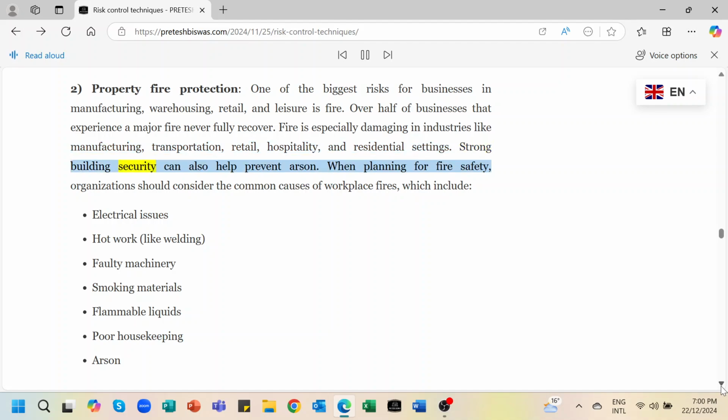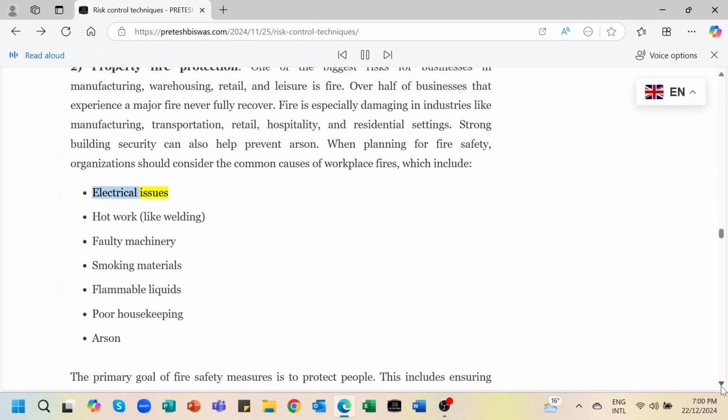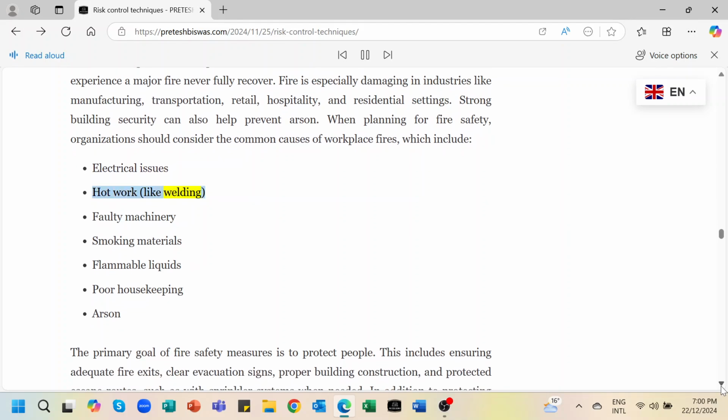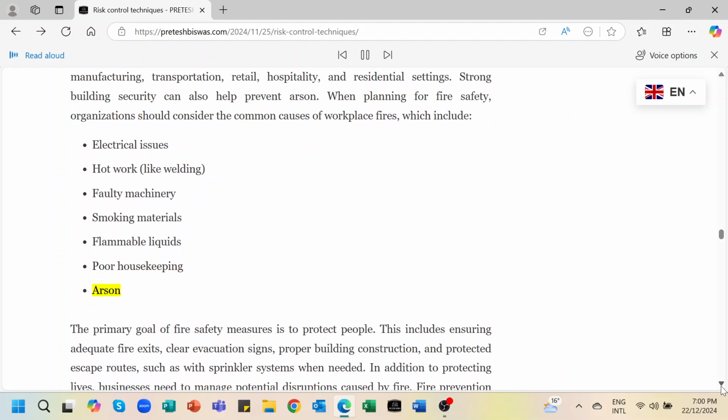Strong building security can also help prevent arson. When planning for fire safety, organizations should consider the common causes of workplace fires, which include electrical issues, hot work like welding, faulty machinery, smoking materials, flammable liquids, poor housekeeping, arson.